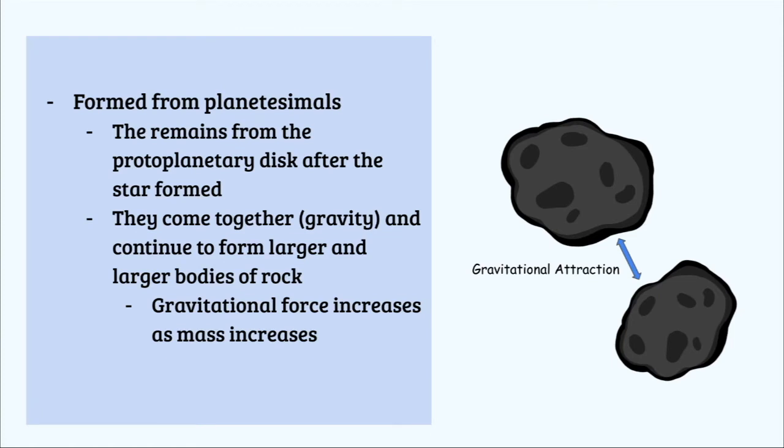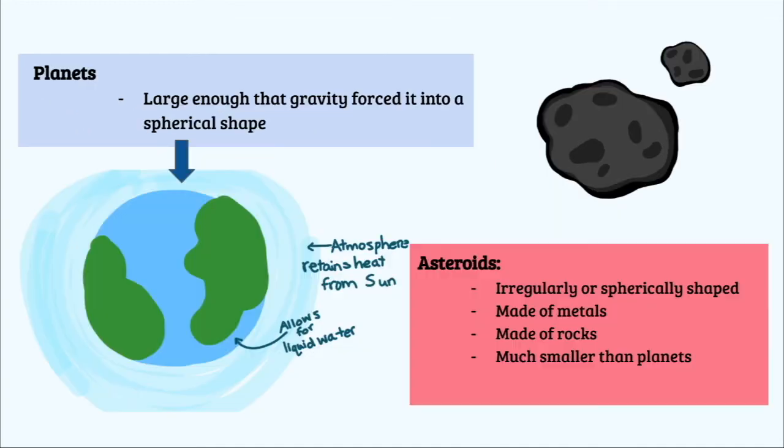Formation and composition of rocky bodies. These form from planetesimals, which are the remains from the protoplanetary disk after a star forms, and they come together through gravity and continue to form larger and larger bodies of rock as they collide together. As their mass increases, their gravitational force also increases.